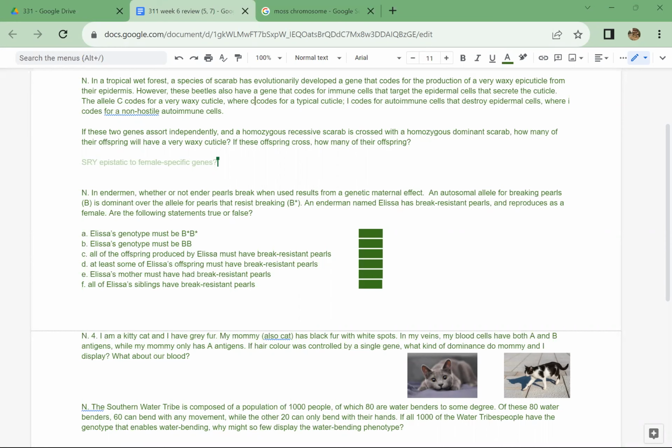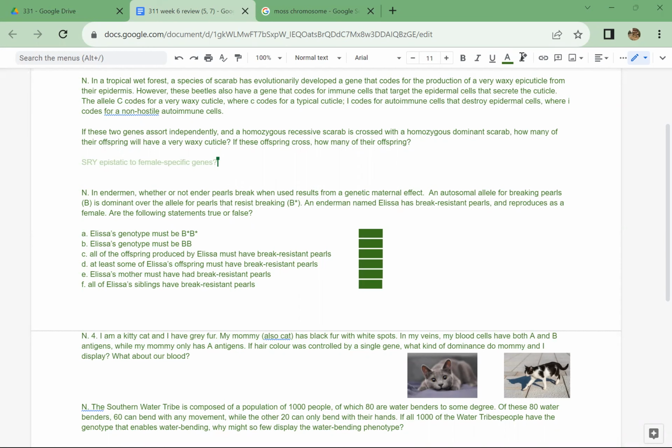Anyway, so back to our beetles. The allele capital C codes for a very waxy cuticle, where lowercase c codes for a typical cuticle that isn't very, very waxy. It's just normal waxy. And then capital I codes for autoimmune cells that destroy the epidermal cells, where lowercase i codes for a non-hostile autoimmune cell. So if these two genes assort independently and a homozygous recessive scarab is crossed with a homozygous dominant scarab, how many of their offspring will have a very waxy cuticle?